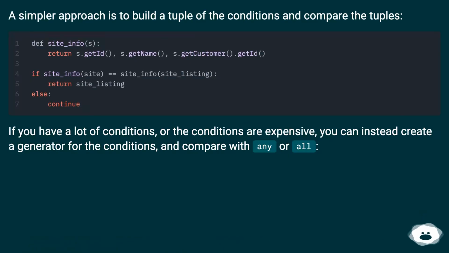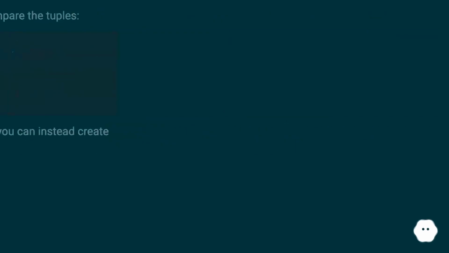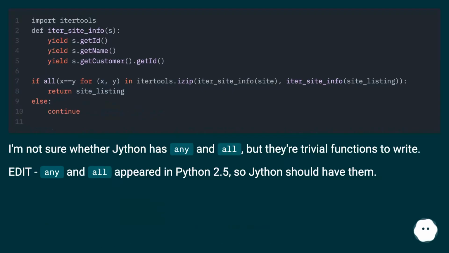A simpler approach is to build a tuple of the conditions and compare the tuples. If you have a lot of conditions, or the conditions are expensive, you can instead create a generator for the conditions, and compare with any or all. I'm not sure whether Python has any and all, but they're trivial functions to write. Edit: any and all appeared in Python 2.5, so Python should have them.